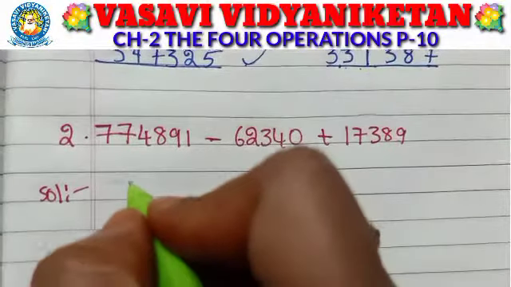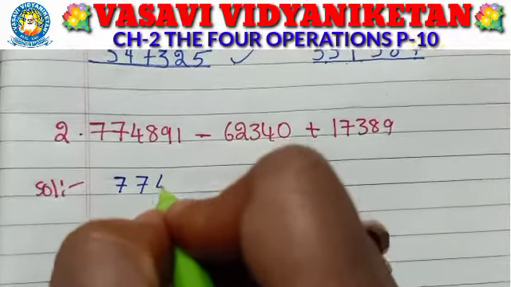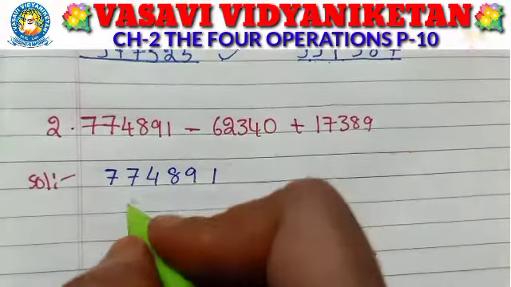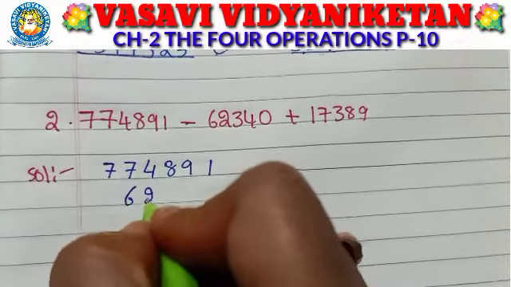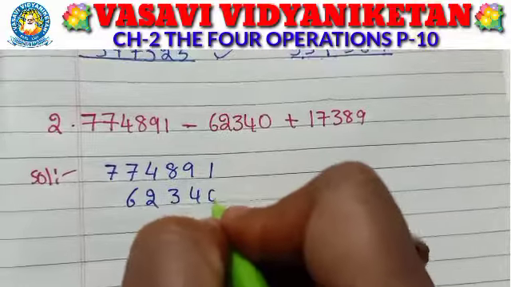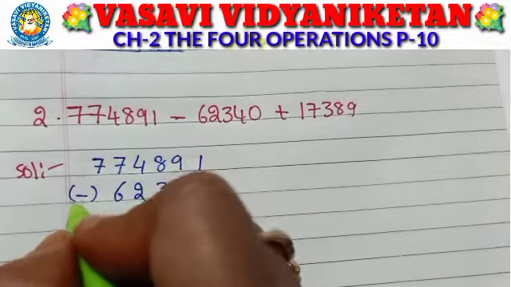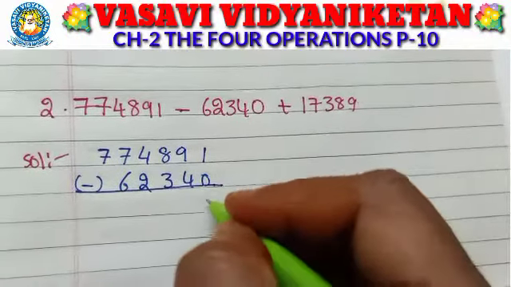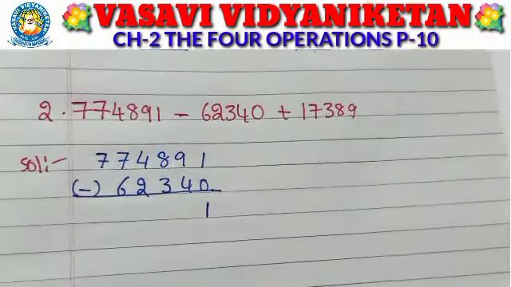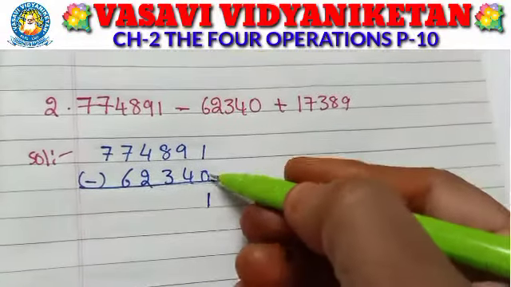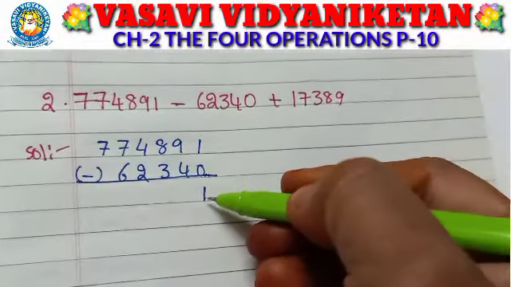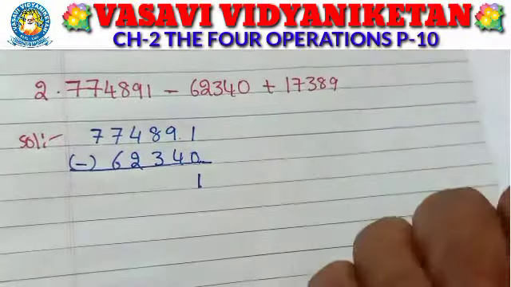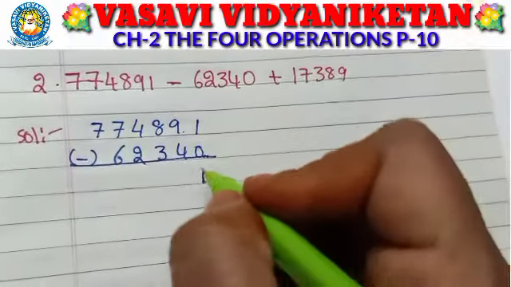See how. 7, 7, 4, 8, 9, 1. Next, 62,340. So what we had to do? We had to do subtraction. So 1 minus 0, 1 only. The 0 has no effect, so we write 1 as it is. So 9 minus 4. Take 9 fingers, 4 close, remaining 5.